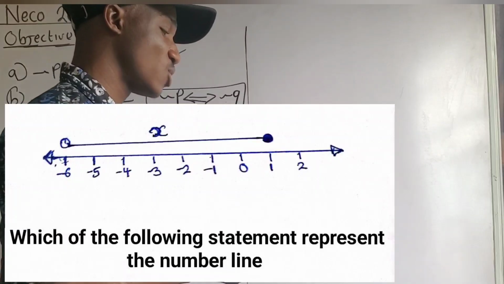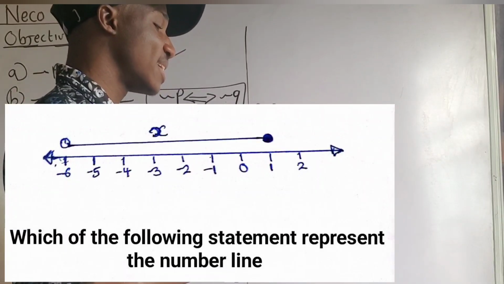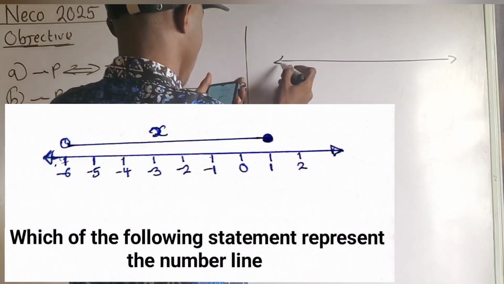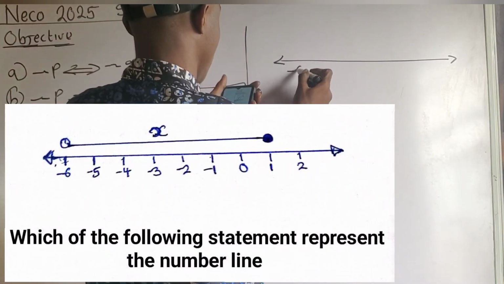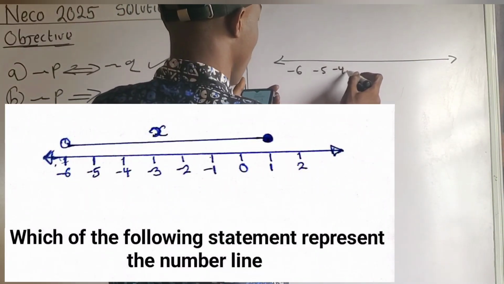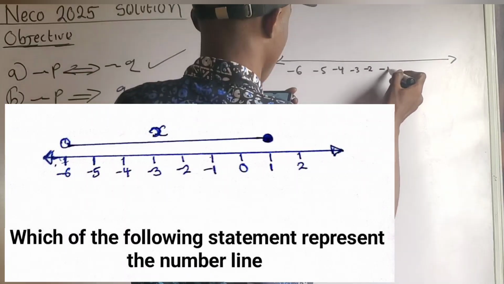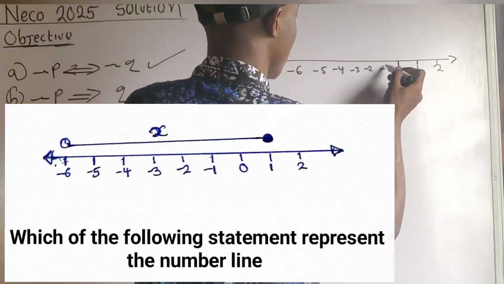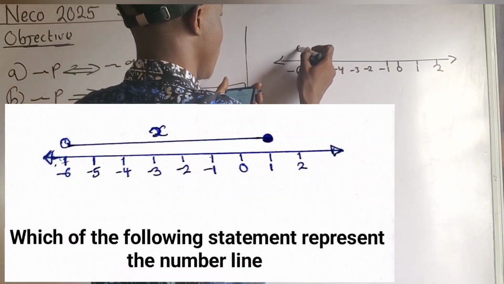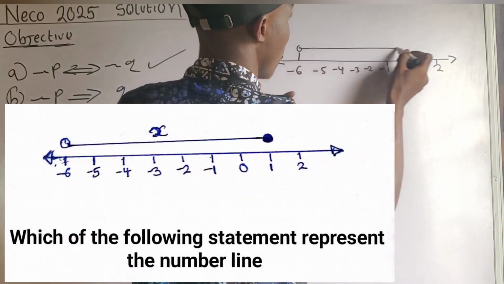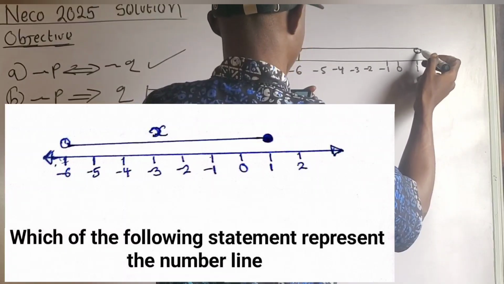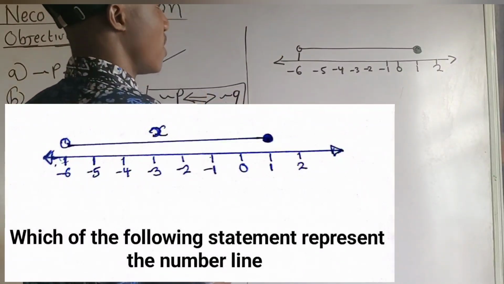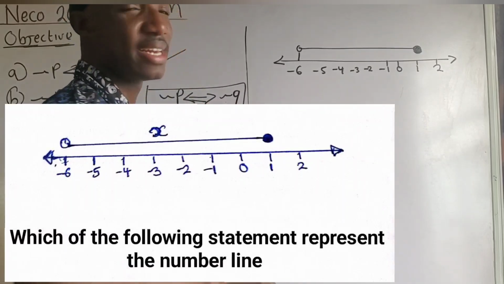For question 26, which of the following options represents the number line? Okay, let me draw the number line. This is the number line. We have -6, -5, -4, -3, -2, -1, 0, 1, and 2. Now, we are asked to interpret this number line.